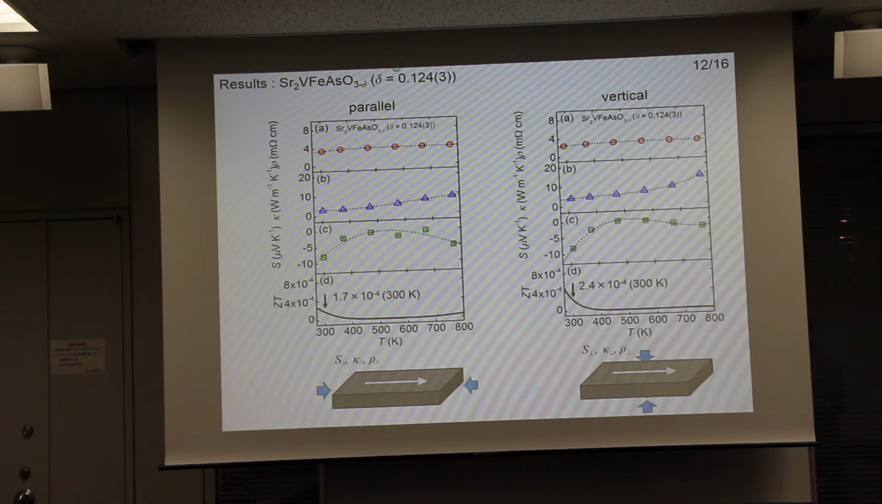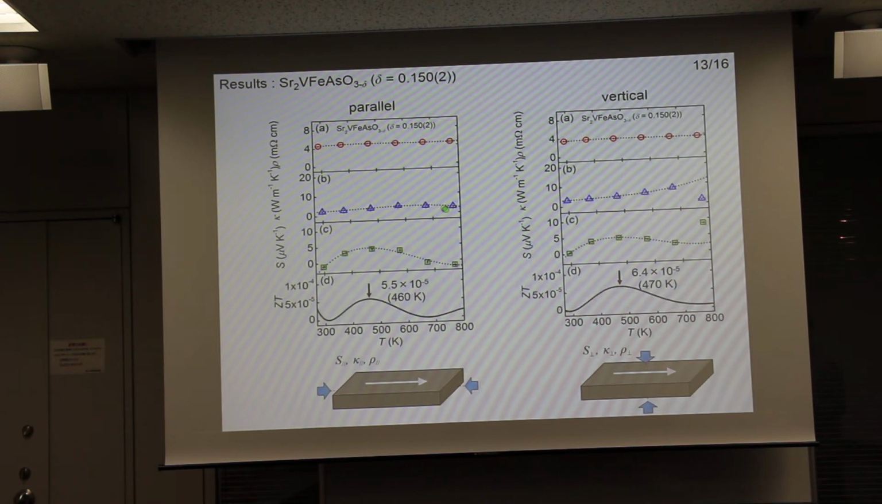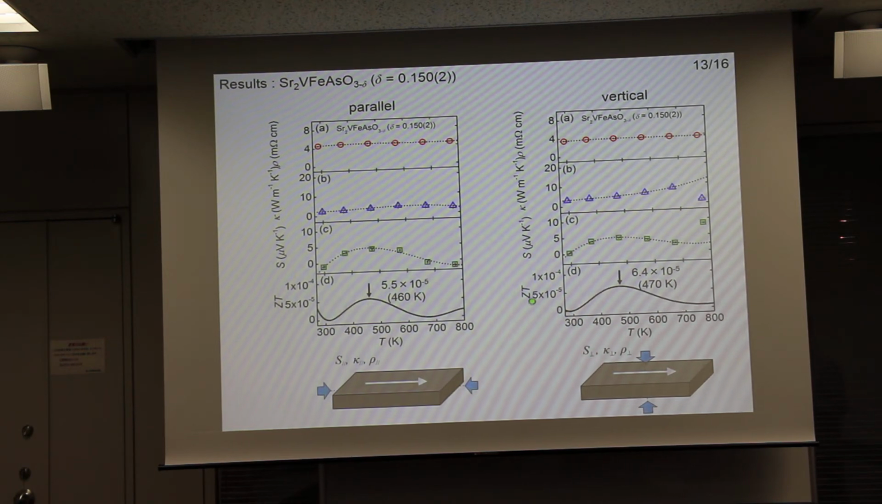Then I will show you the other sample, 0.150. Here you see some local maximum. But actually, we are thinking that this comes from the magnetism, ferromagnetism, because in this region, this compound shows ferromagnetism.